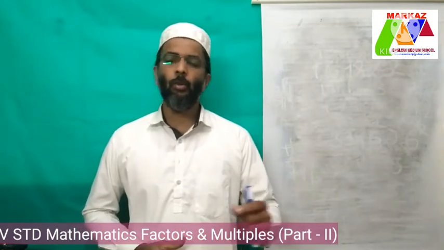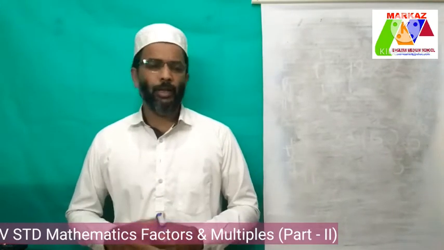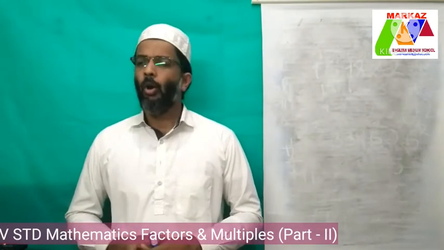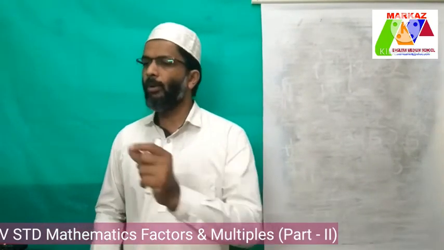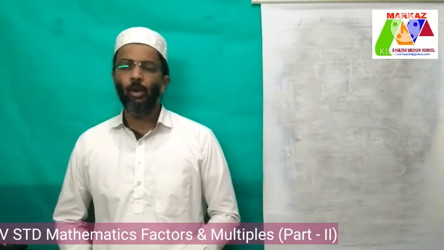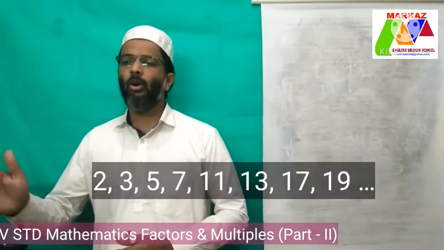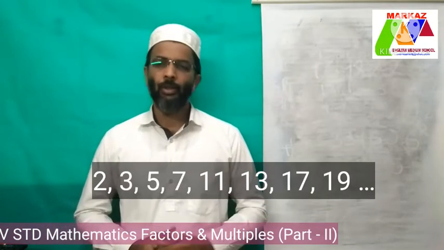Last one, composite number. What is a composite number? All numbers which are not prime are called composite numbers.